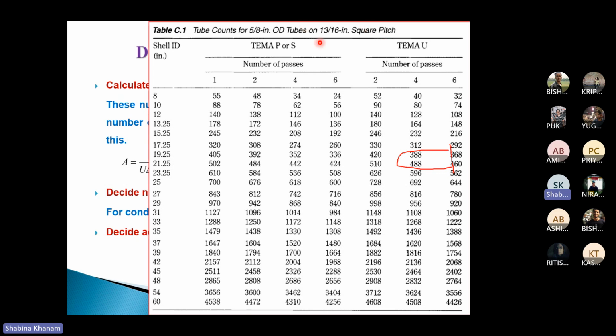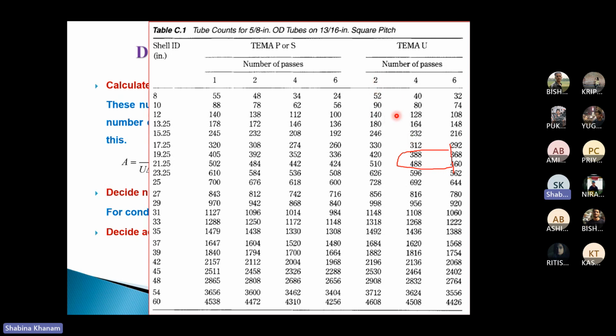That may be triangular, that may be square. Pitch size will be different, and then tube OD will be different. So you need to choose the tubes in whatever dimension you have chosen. That should be the same as whatever is assigned to each table. So let's say TEMA U is the U-tube. Similarly, TEMA P or S, these are internal and external floating heads. Number of passes, I'm considering two, because usually it is considered two only.